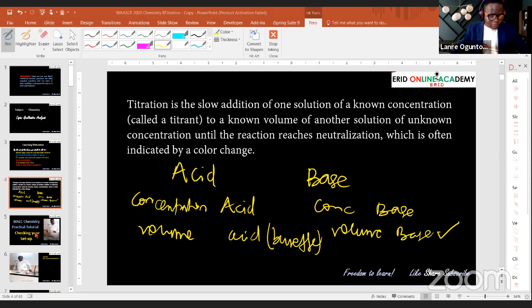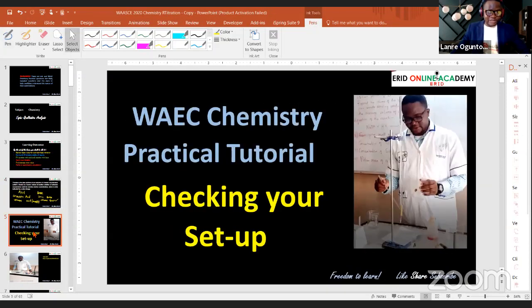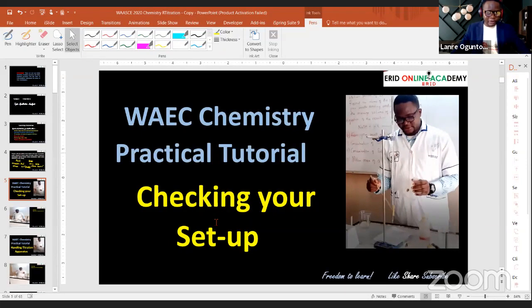Okay. Good. So now let's start proper. For the first thing you need to know will be checking your setup. Setup means that when you get to the laboratory, they will put some things on your table to write your exam.